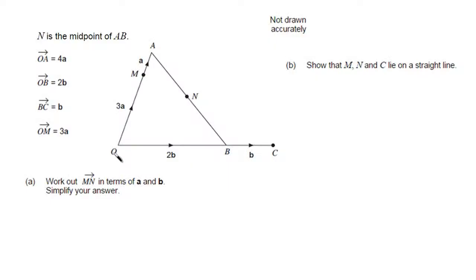Okay, so here we have a quite challenging vector proof question. We've got a diagram, we've got the basic information, and in part A we've got to work out a vector in terms of these algebraic vectors A and B. We've got to simplify our answer. In part B we've got to show that M, N and C lie in a straight line, and the "show that" indicates that we've got to understand how to do a vector proof. So this is a vector proof question, fairly challenging, the sort of thing that's going to be tackled by students who are trying to get an A or an A star.